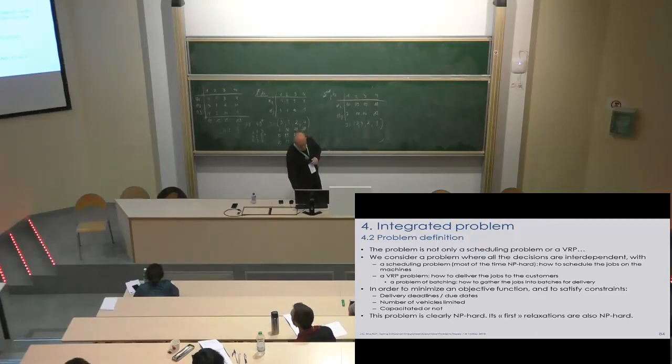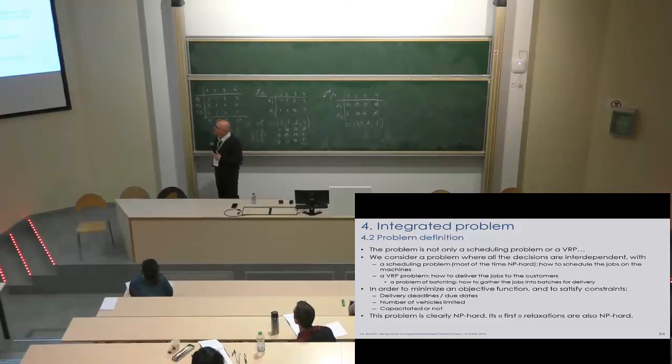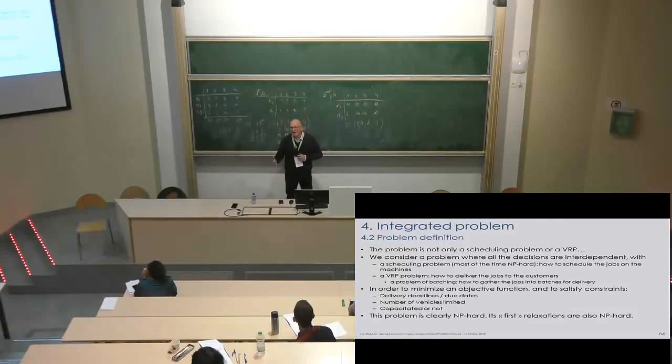So the problem is clearly NP-hard, and the first relaxations are already NP-hard. So it's very difficult to propose efficient, exact methods for this problem, because if you try to simplify some hypotheses, you still have a difficult problem. You don't have a polynomially solvable problem, except if you simplify the problem too much, and at the end it's too far from the original problem.